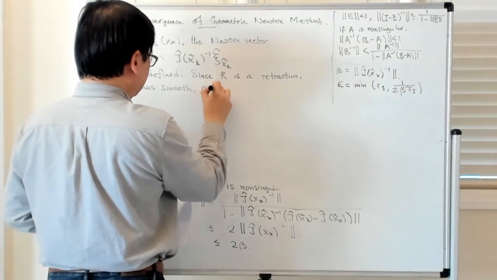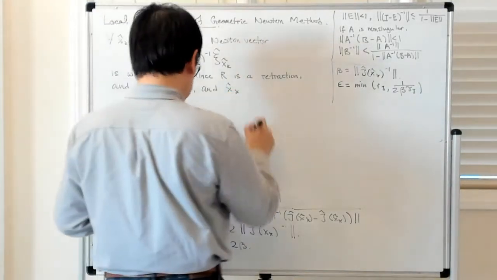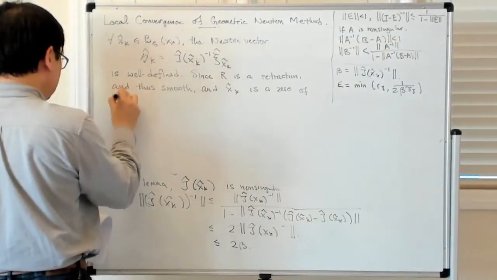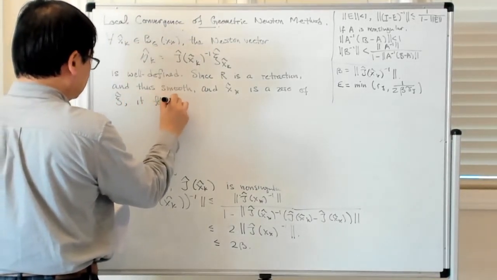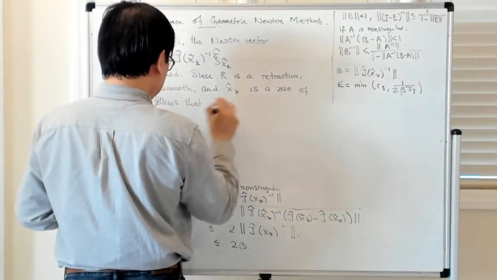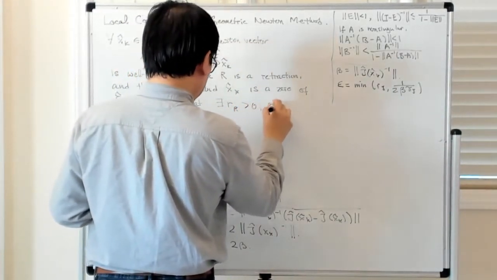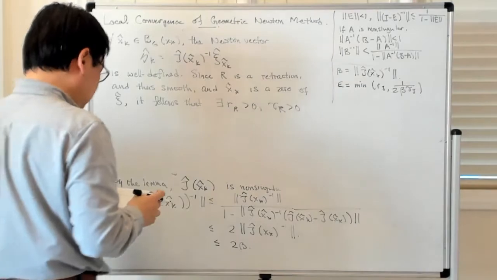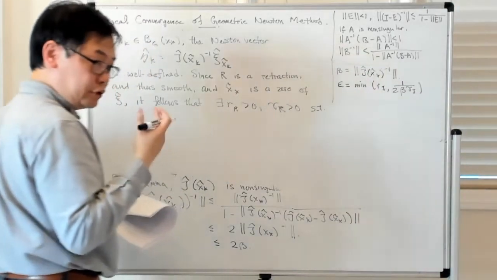And x star hat is a 0 of C hat. It follows that there exists some radius r, which I denote by r sub r, greater than 0, and gamma r greater than 0. Again, these are going to be Lipschitz type things, such that, as you might expect, it's a Lipschitz estimate on the retraction now.